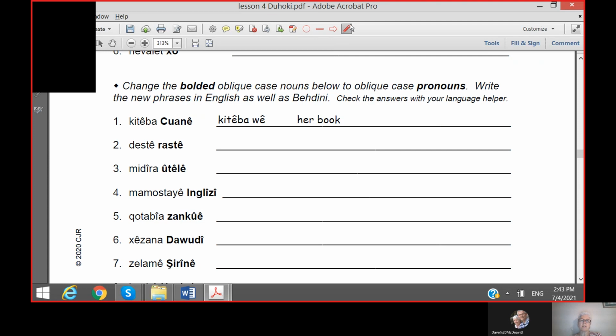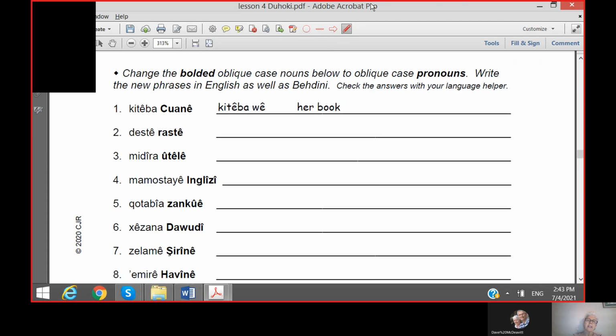And then in the exercise at the bottom, change the bolded oblique case nouns to oblique case pronouns. Write the new phrases in English as well as in Kurdish. Okay, so again, these are izafe phrases. And you're going to take Juan. Juan is a woman's name, so instead of saying Juane, you're going to say Way, because Way is her. So instead of Juan's book, you're going to say her book.